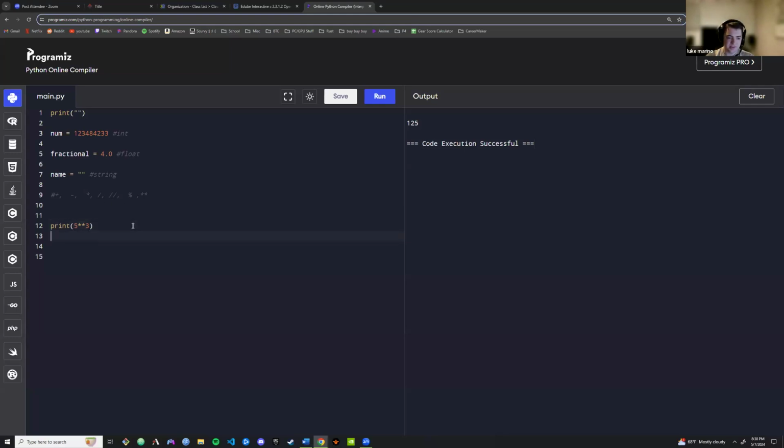So in this example right here, this is just saying, all right, what's the result of 5 times 5 times 5? That's how you get 125, because you have the 5, and then it's multiplying by itself 3 times.